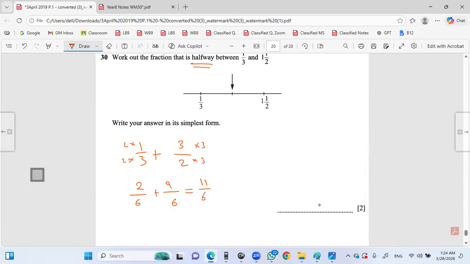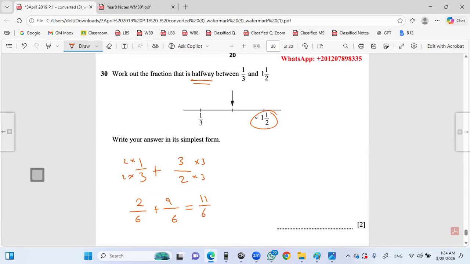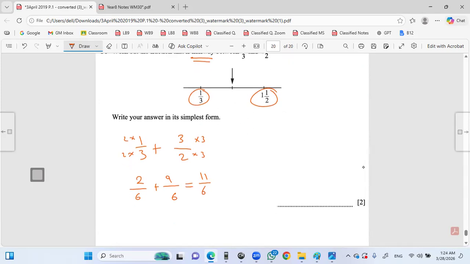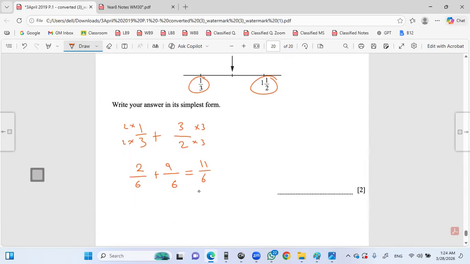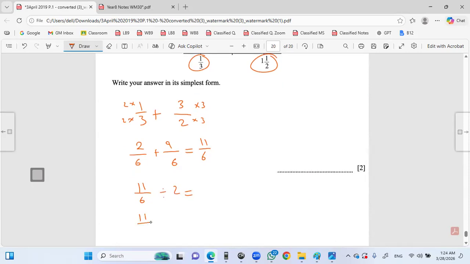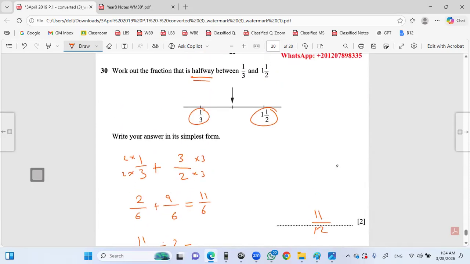Don't go and write 11/6 as the answer. You just added them up. But we agreed the midpoint is add them up and divide by 2. So it is going to be divided by 2. 11/6 divided by 2 equals, keep change flip, 11/6 times 1/2 equals 11/12. So halfway between these 2 points is 11/12.